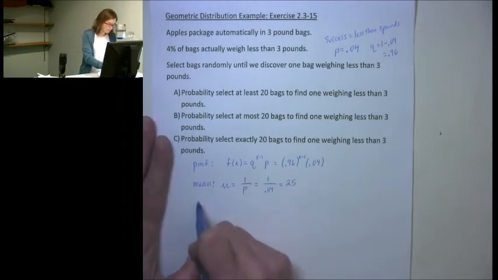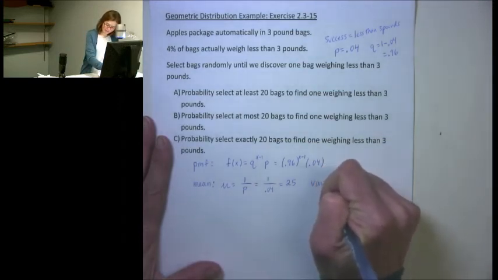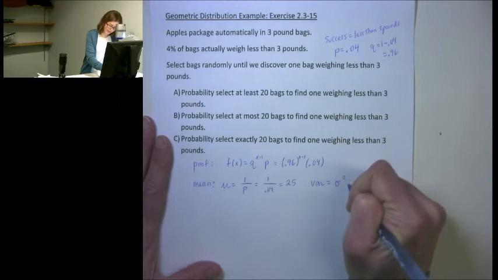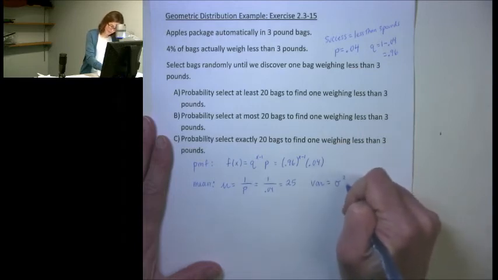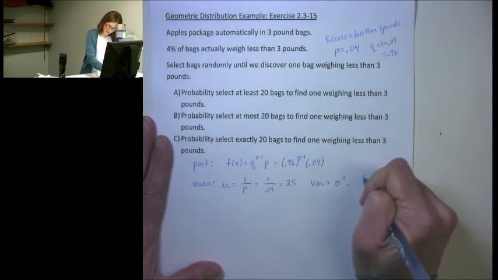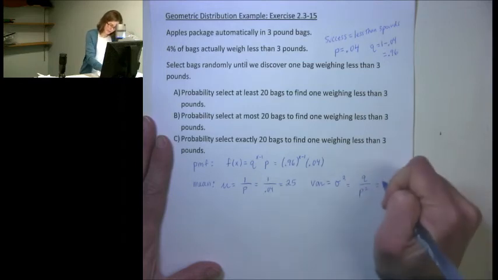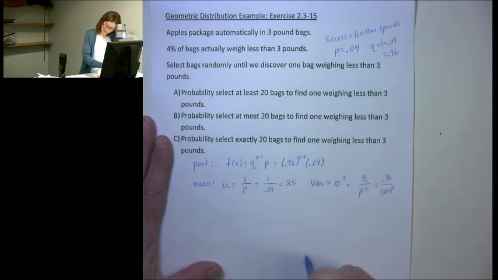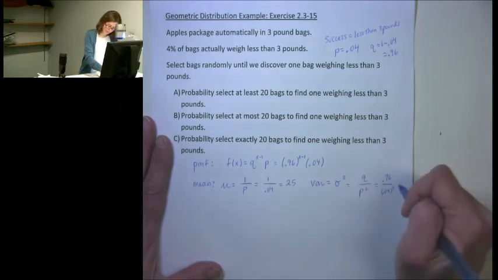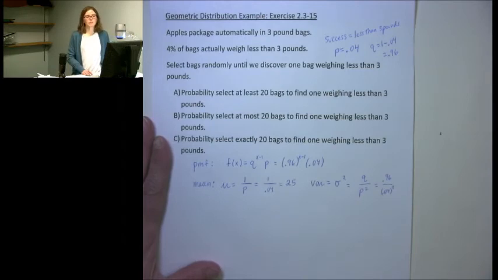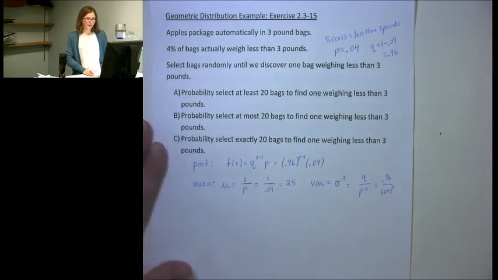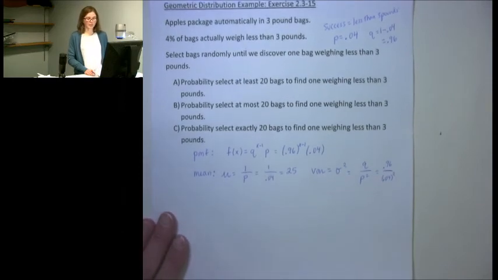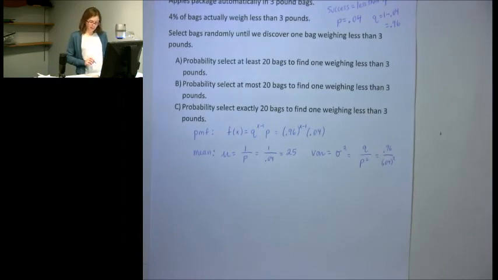Okay. And then the variance, sigma squared, would be equal to q over p squared. Q we know is 0.96, p is 0.04, we square that, and it's going to give us a value. I actually didn't do the calculation, but that's how we calculate it. Since it didn't ask us for it, I didn't calculate it, but I figured we'd put it in there. I think there's a homework problem that asks about mean and variance.